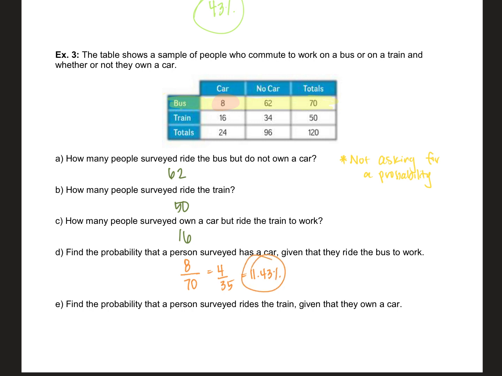Last one, find the probability that a person surveyed rides the train given that they own a car. So this time they're asking us about people that own a car that specifically then ride the train. So these guys right here. So my probability of people riding the train, my chance that they're riding the train is 16, out of the total that own cars, 24. And when we reduce that fraction, I am getting 2/3, or 66.67%.